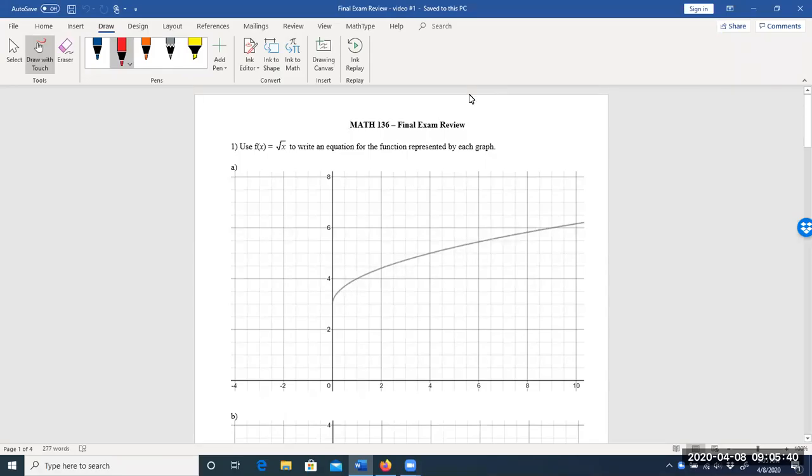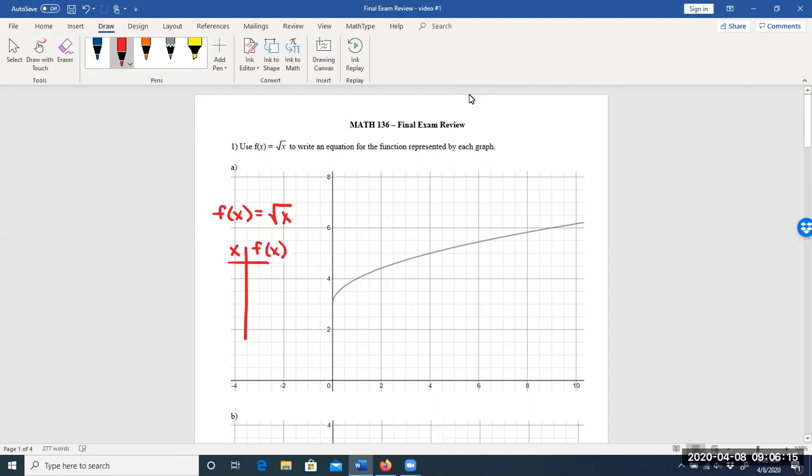Let's look at the first part of the final exam review. So in this first problem here, f of x equals square root x is our parent function, and we want to write an equation for this graph here that's in gray. So before we write that equation, let's take a quick look at the parent function and what its graph would look like.